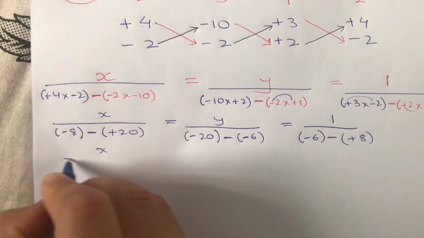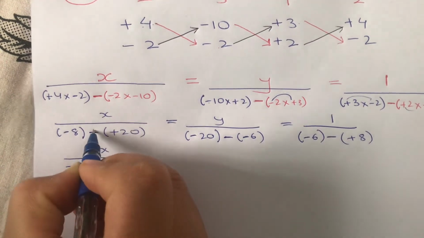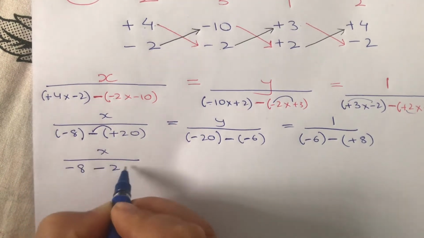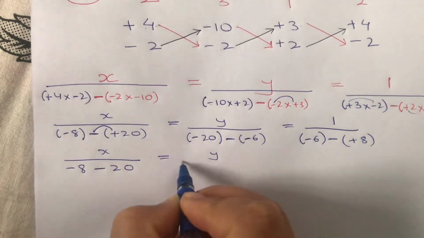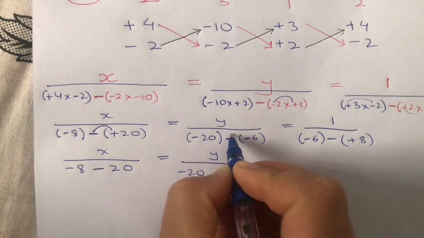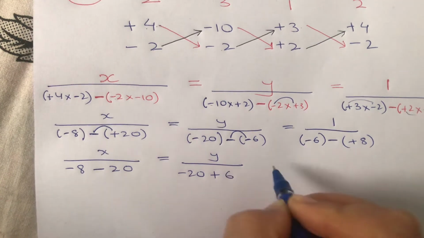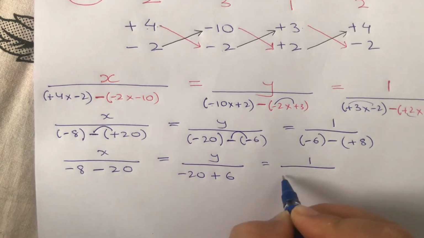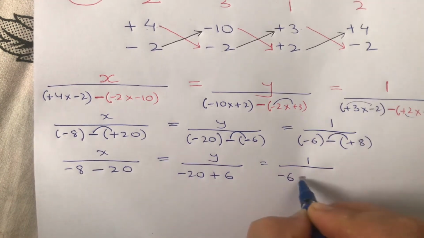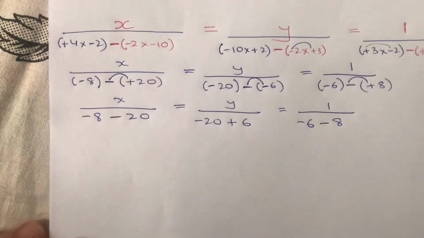And then we have x over, this is minus 8. Now this minus into plus will give me a minus 20. So I have a y, this minus 20 as it is, minus into minus will give me a plus 6 equals to 1. This is minus 6, minus into plus gives me a minus 8. Okay, and then what do I get?